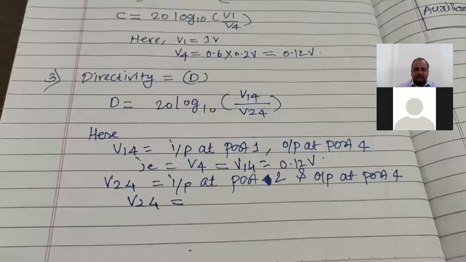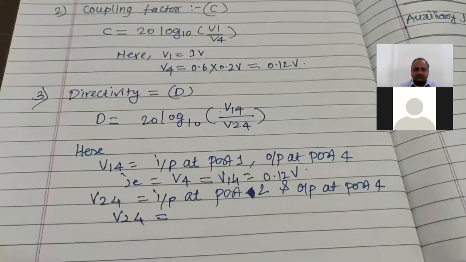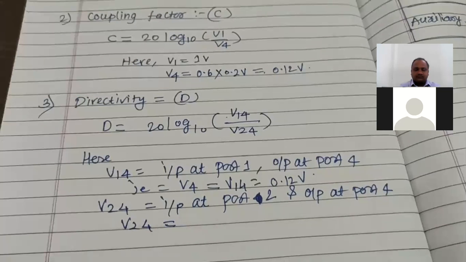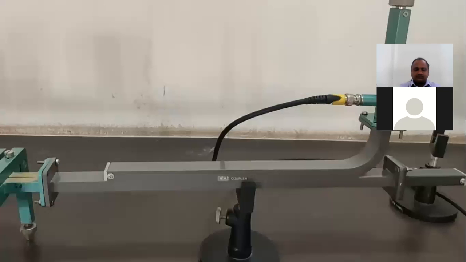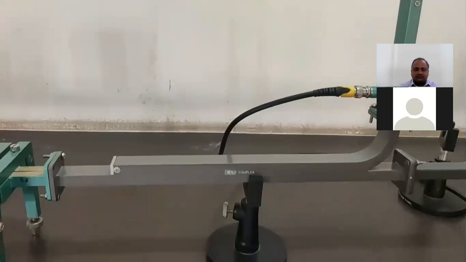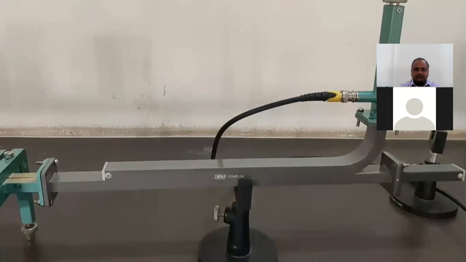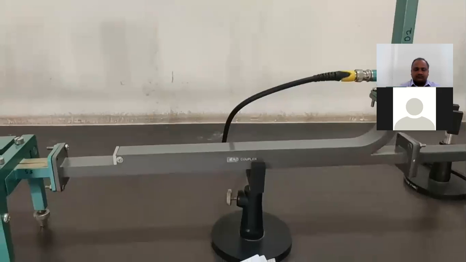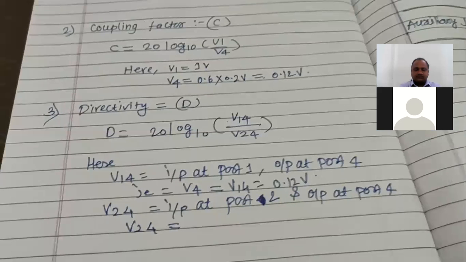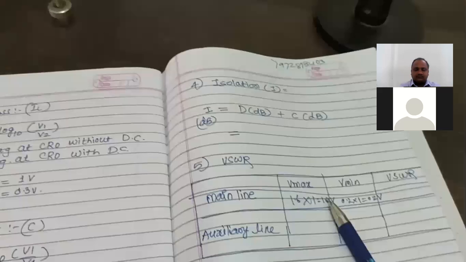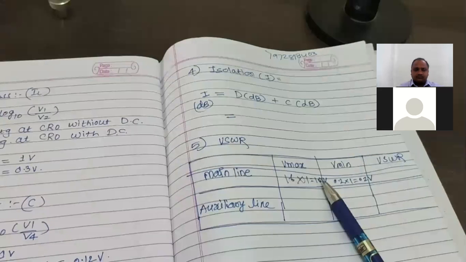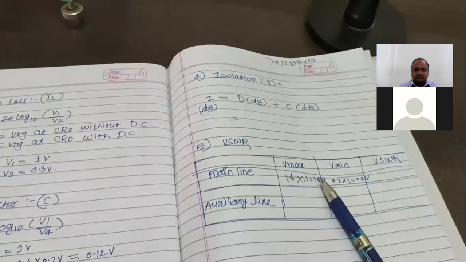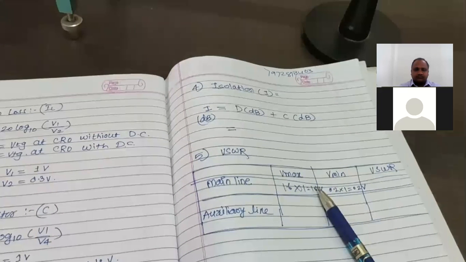Similarly for calculating directivity you need to find V24. V24 means the exact reverse position of this, so you have to reverse the directional coupler, with input at port number 2 and output at port number 4, and in that case port number 1 is terminated, so you can obtain V24. We will see later how to go for that V24 and what its value is. And finally you can calculate isolation. Isolation is the addition of the directivity and the coupling factor in decibels. So by adding both terms, directivity and coupling factor, you can get the isolation.